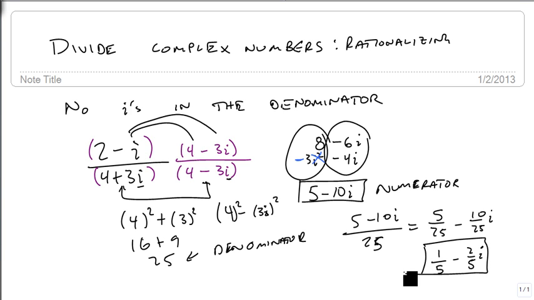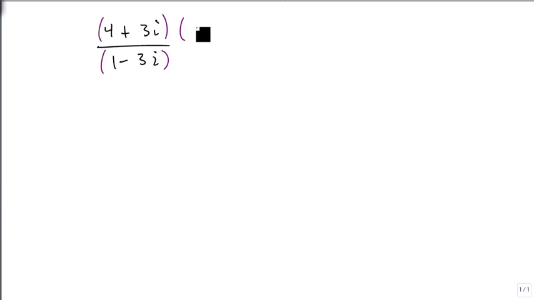So just to make sure I show this enough, I'm going to do one more example. Suppose that we have 4 plus 3i over 1 minus 3i. And I'm going to do one more example before we talk about the single term. And so again, we want to recognize our complex conjugate. So we're going to take whatever's there in the denominator, and we're going to change the sign between them. So instead of being a minus, it's going to be a plus.